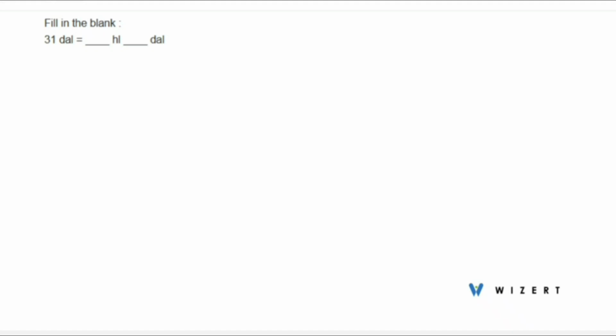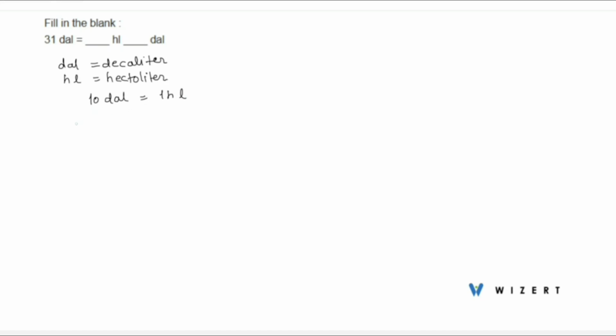We have this question here, fill in the blank. 31 DAL equal to what HL and what DAL? Now we know DAL is decaliter and HL is hectoliter. Now we have 10 DAL equal to 1 HL.